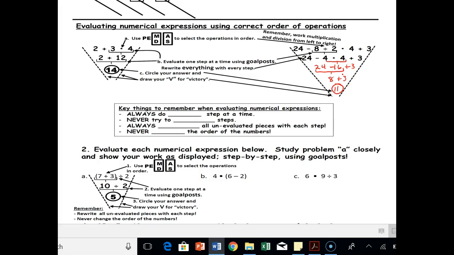So the key things to remember is always do one step at a time. Never try to combine steps. Always rewrite all unevaluated pieces, just like I always drop down anything that I haven't worked with. And never change the order of the numbers. So you can't use the commutative property, associative property, or anything like that. Just keep the problem the same.